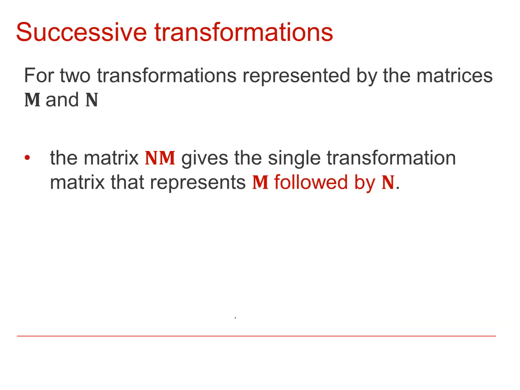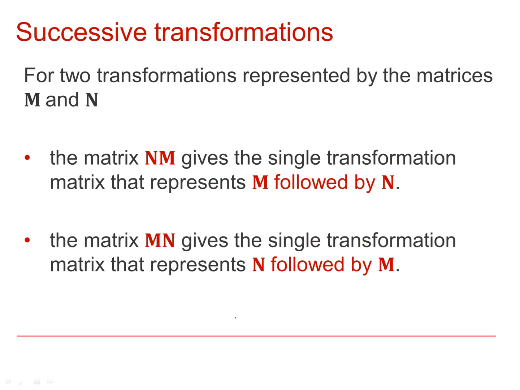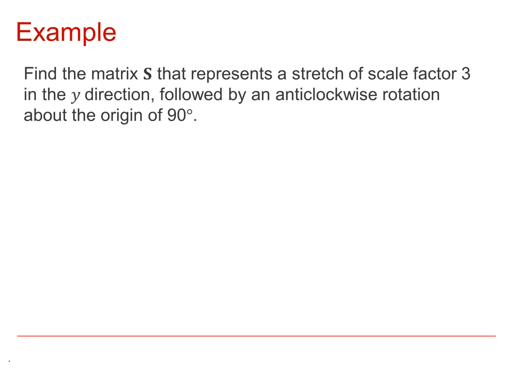So for two transformations represented by the matrices M and N, the matrix NM gives the single transformation represented by M followed by N, and the matrix MN represents N followed by M. Let's try this example.